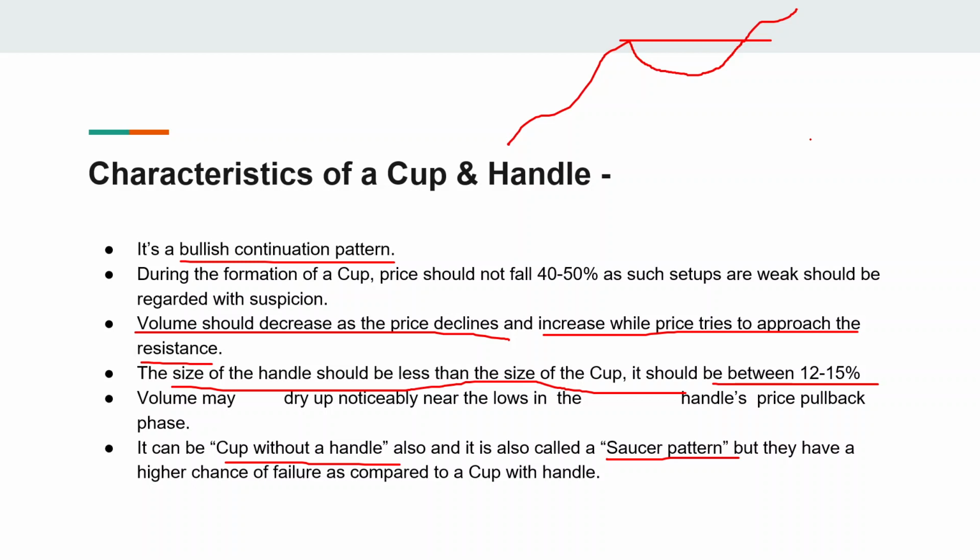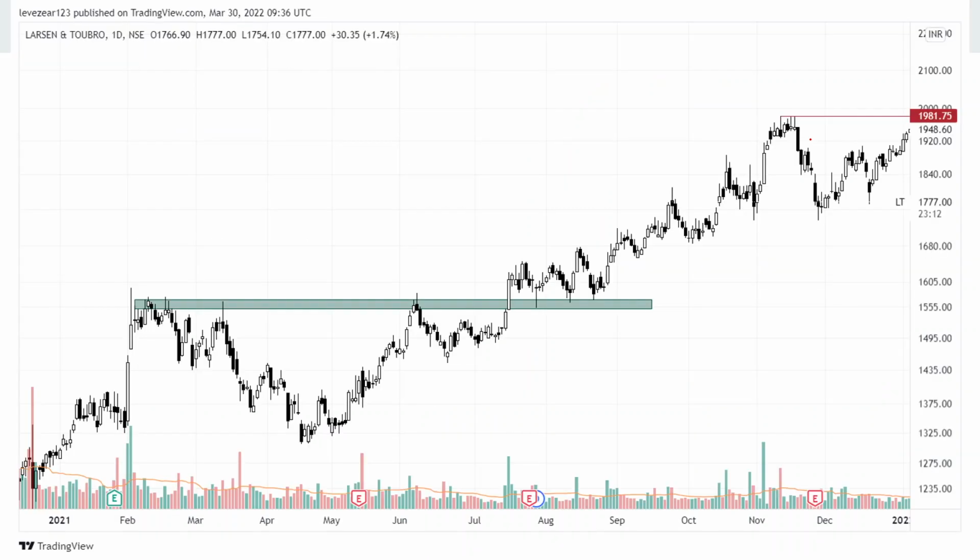So I hope you all have understood the basic crux of how a cup and handle is formed. Now I'll tell you how to calculate the target price and how to set the stop loss in this case. But before that, let's take a look at an example. So this is a chart of Larsen and Toubro on its daily time frame. As you can see here, the stock was in a prior uptrend. It moved from around 1270 to around 1500, and then it started facing selling pressure at this point, as you can see from the longer wicks, and it again started coming down.